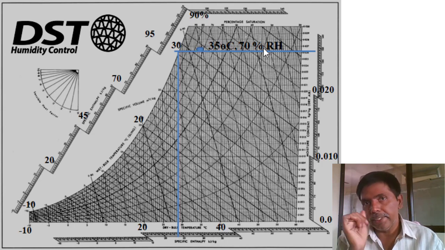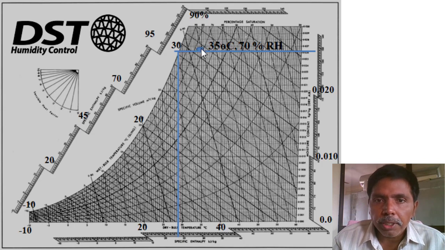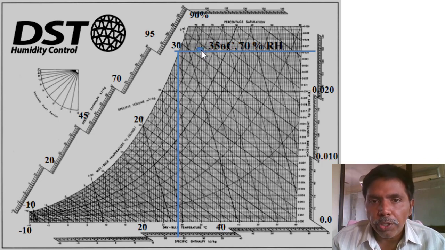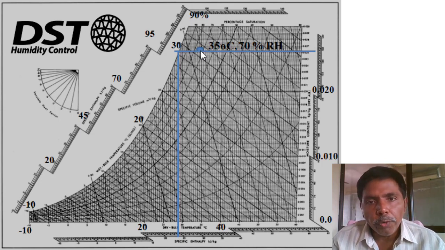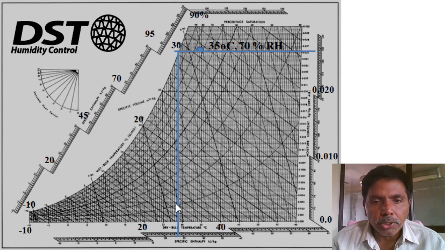Dew point temperature. It is important. For determination of dew point temperature, what we are doing? We are moving horizontally upon the saturation line, moving horizontally until where it is intersecting. At that particular point, what is the dry bulb temperature? The dry bulb temperature you can see 20, 25, 30, less than 30, maybe 28 something.